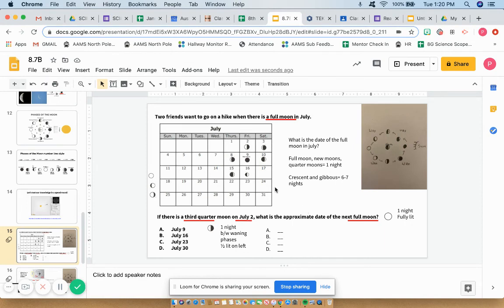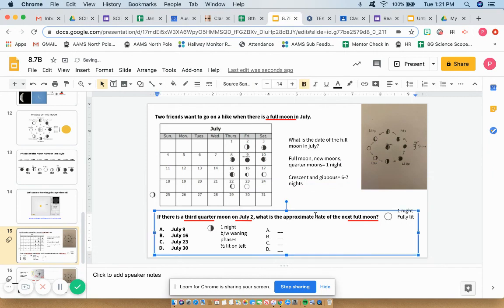That light keeps growing and growing. It's more than halfway lit up. It is a waxing crescent. Oh, sorry, a waxing gibbous. And our waxing gibbous lasts for 6 to 7 nights. So we count 1, 2, 3, 4, 5, and 6. What happens next? What is our next phase? After our waxing gibbous, we do have our full moon.